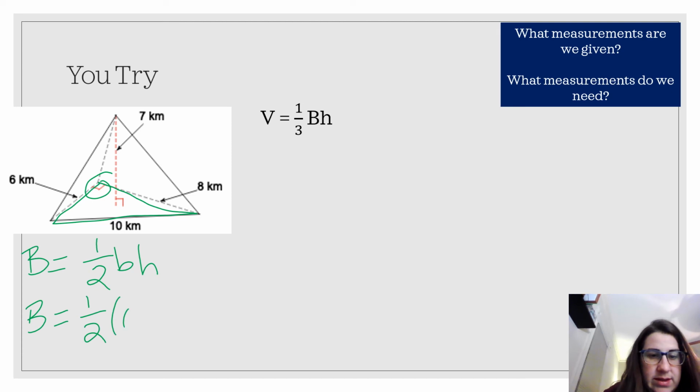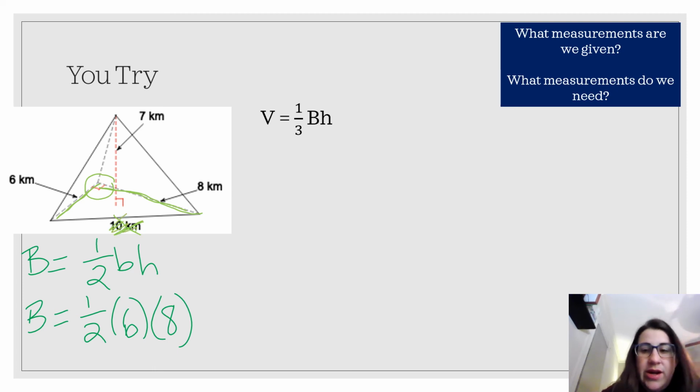So I have 1/2, 6, and 8. Guys, there is an extra number here that we don't need. I'm going to point it out to you. Notice here how there's this red square. That means that these are the two sides that we want to pay attention to. We don't need this 10. It's a distractor. It's trying to trick you. So we only need the 6 and the 8 for our base. And then we also need the 7 because that's going to be our height.